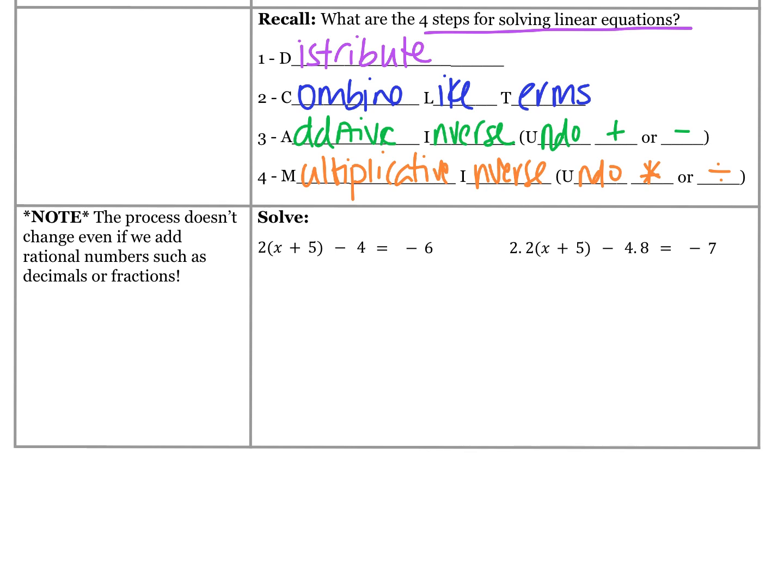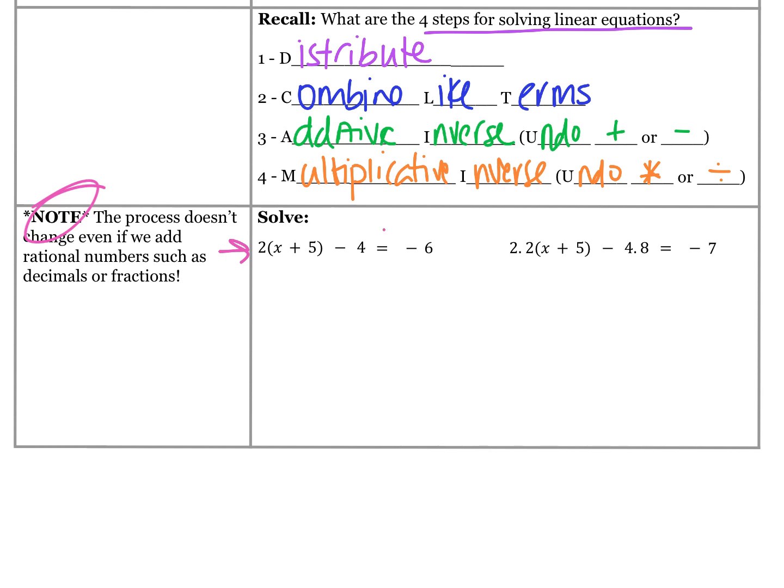On the side here, I have a note for the students to notice. The process won't change even when we add rational numbers like our decimals and fractions. So to start off, I want students to go ahead and solve this first problem. I'm going to have them talk me through how we solve. And for the sake of this video, I will talk through it myself.